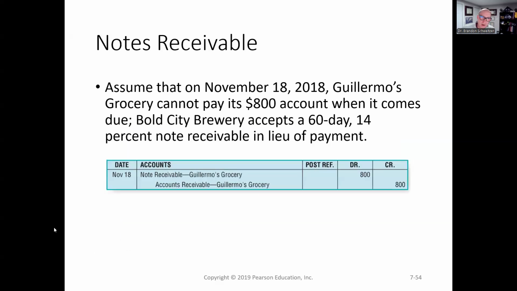Now, here we have an example where the customer cannot pay on their account. So we're going to convert it to a note receivable. So we debit note receivable and credit the account receivable. This is a conversion into a note receivable. And in this case, we're saying, hey, not only are you going to pay us the $100, you're also going to pay us within 60 days at 14% interest.